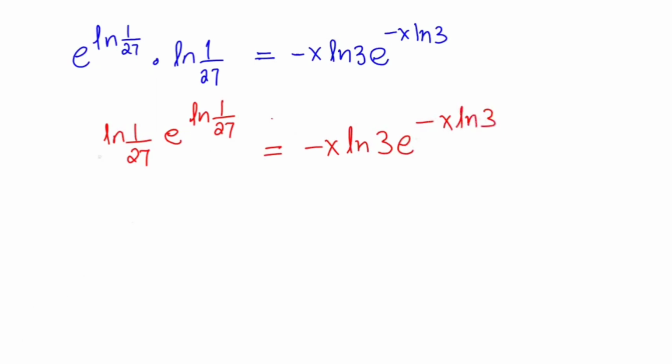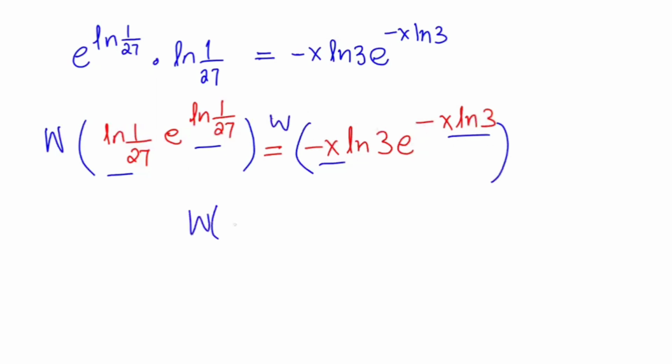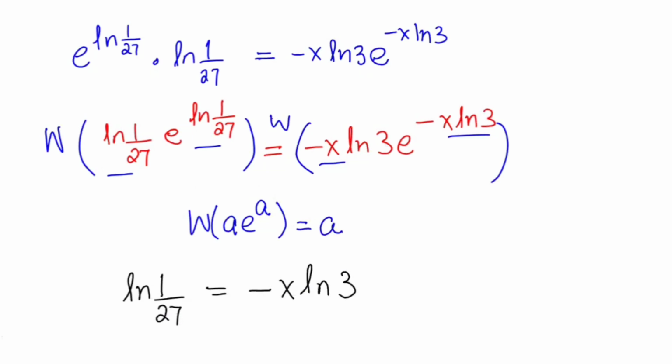Now we have the same situation on both sides, so we can apply the Lambert W function here. The Lambert W function is W of a times e to the power of a is equal to a. So the left hand side we can write as ln 1 over 27, and this is equal to negative x ln of 3. Now I'm going to change this 1 over 27 into this form, 3 to the power of negative 3.